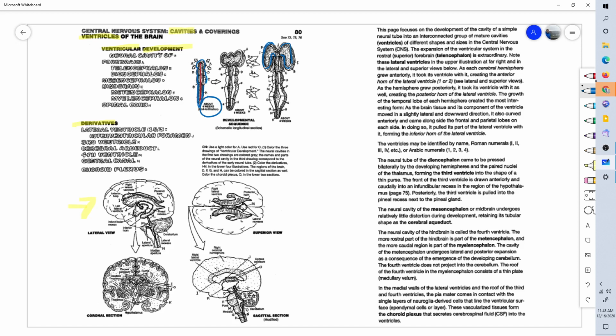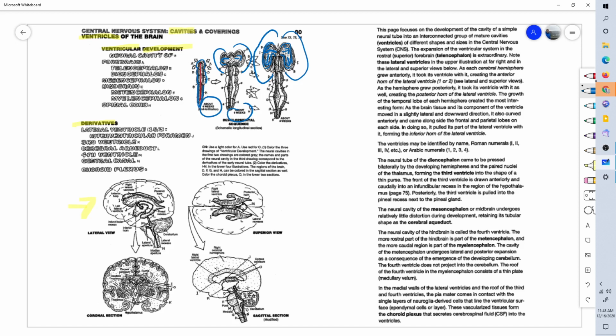Note how the tube, as the brain grows, the mass of the brain, the cerebral hemispheres, pulls these cavities out with it. As the brain grows downward, the cavity grows downward with it. The brain goes outward and upward, it goes with it, as the mass of the brain grows from 4 weeks to 8 weeks and beyond.